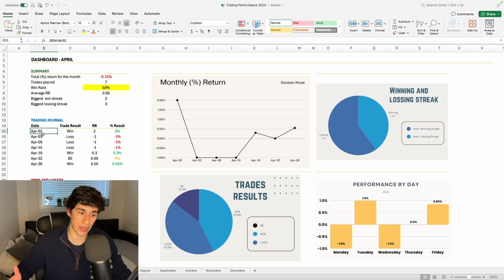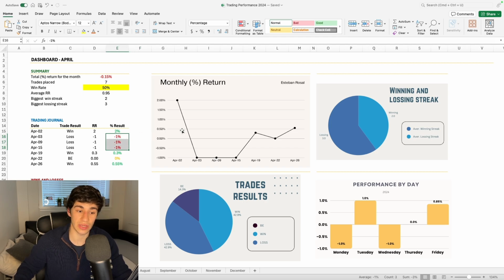So ideally, what we can see here is the trades I took. So I took a trade on April 2nd, 3rd, 9th, 15th, 19th, 22nd, and 26th. And here we can see the results basically. So we started with the trade of 2%, and the last trade was 0.55. We can see the 3 trades. So here is basically the biggest losing streak, which was 3.